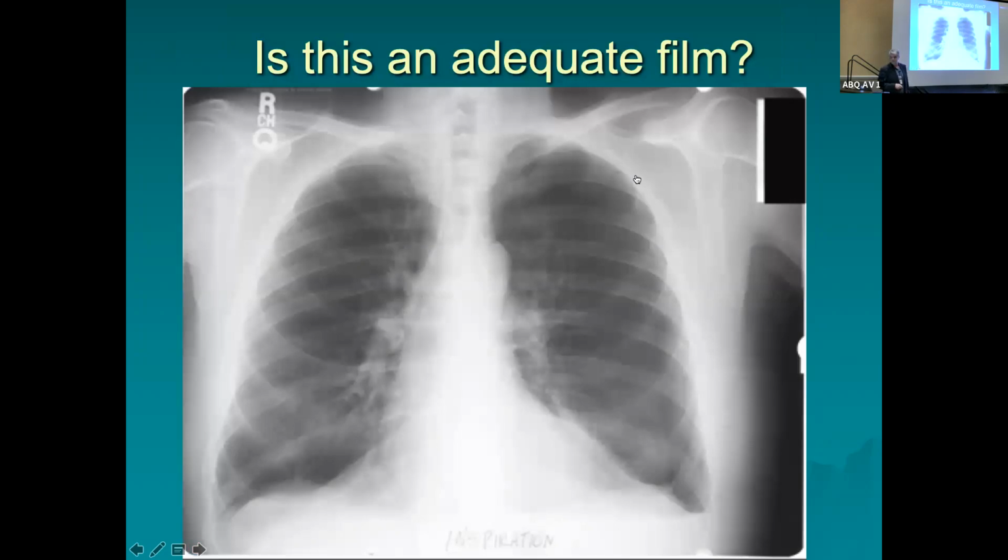And again, on my picture, I'm not sure why it's showing up differently on this one, but it is a good quality film. I can make out 1, 2, 3, 4, 5, 6, 7, 8, 9, 10 ribs on this one. It's actually pretty good. On my film, I can see the vertebral bodies, good, adequate alignment, and there's actually pathology on this film, for those of you who can see it. If you can't see it, I'll come back to it, okay? But there is pathology on this film.